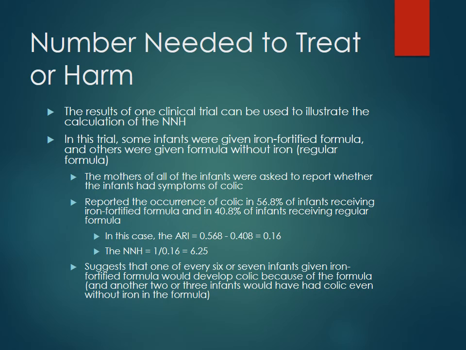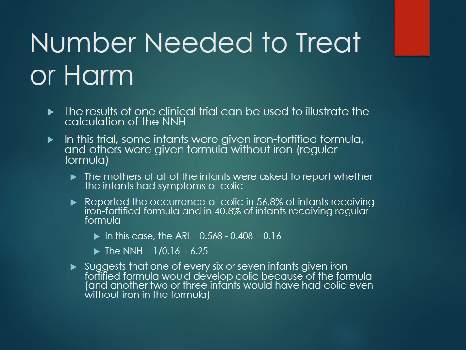So again, what does that end up meaning? You'd have to feed 6 kids for 1 kid to have colic. Yeah, so if I had 6 kids, or between 6 and 7 kids, on this iron-fortified formula, I would end up having 1 additional case of colic, right? You still have some baseline kids who would be developing colic anyway, because we know even with regular formula, some kids are just going to develop that. So that would be in addition to the 2 or 3 that may have developed it just by normal course of treatment, right? So very similar concept.